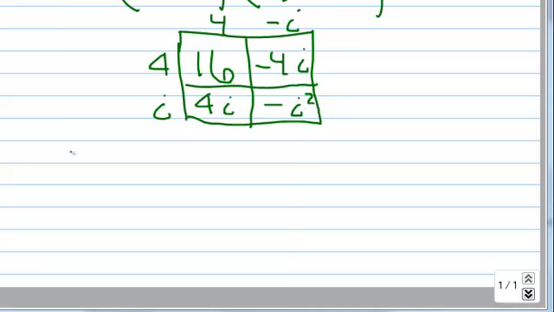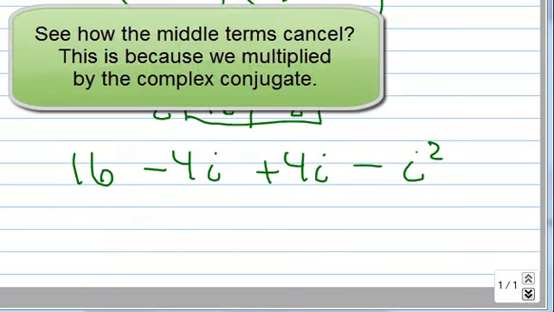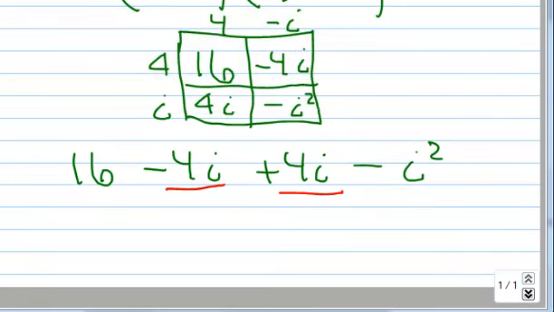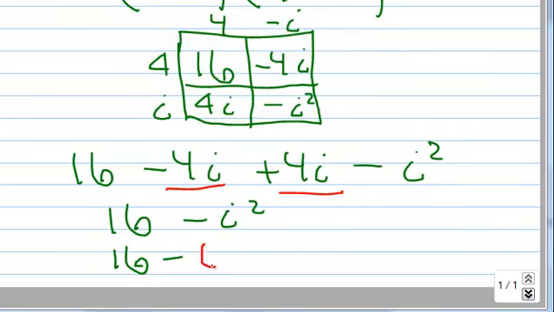So let's see what we have here and add up like terms. We have a 16, we have a minus 4i, we have a plus 4i, and we have a minus i squared. So right away you can probably see that these middle terms cancel out. Right? I have a minus 4i and a plus 4i. So let's go ahead and take care of those. So I have 16 minus i squared. By definition, i squared is negative 1. So watch carefully how I substitute this. So I have 16 minus, but now I'm going to put in my negative 1. I squared is negative 1.